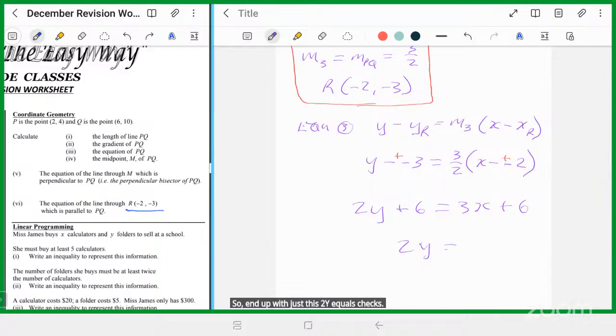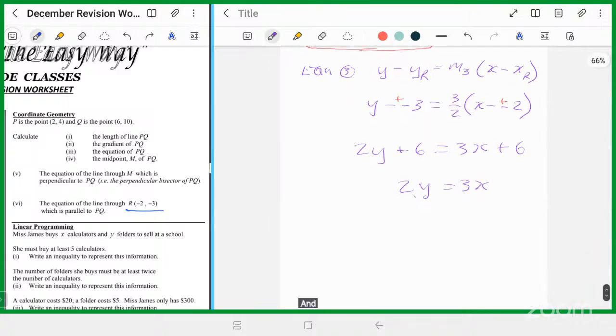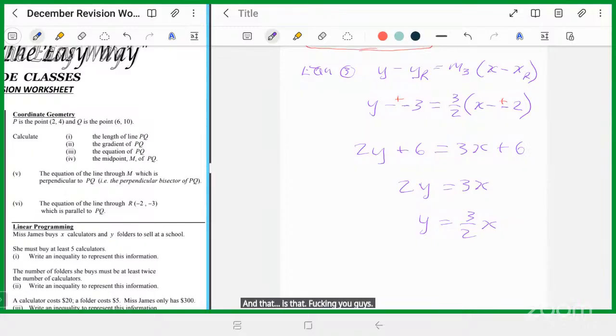2y equals 3x. So there's no c value, so it passes through the origin. And if you want to make y the subject, we divide by this 2 and get y equals 3 over 2 x. There's no c on it. So when c is 0, it passes through the origin. So that line passes through the origin because c is 0. And that is it for today, guys.